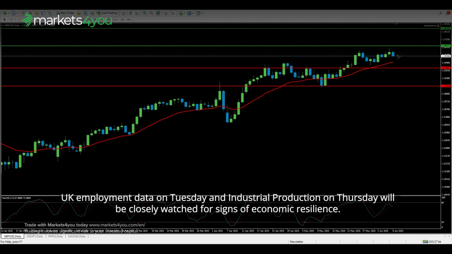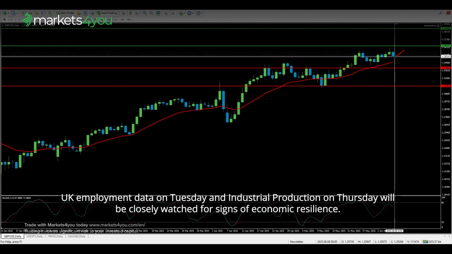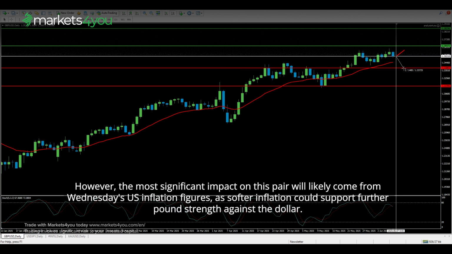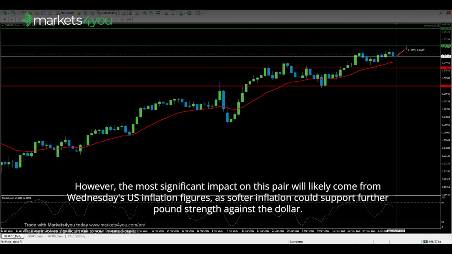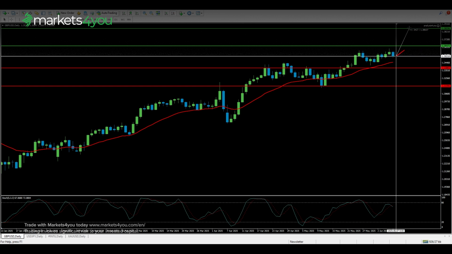UK employment data on Tuesday and industrial production on Thursday will be closely watched for signs of economic resilience. However, the most significant impact on this pair will likely come from Wednesday's US inflation figures, as softer inflation could support further pound strength against the dollar.